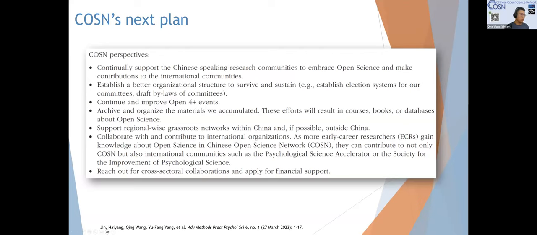And one important thing is since COSN has grown, we are trying our best to not only promote open science, but also really help researchers to do better science. So we're trying to work with other open science organizations like OHBM Brain Hack, and all the other open science organizations to organize hackathons and these sorts of events. And we are happy to reach out to other open science organizations to apply for financial support or funding together to make life easier for open science.